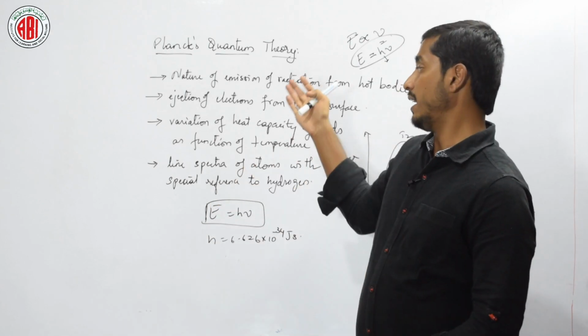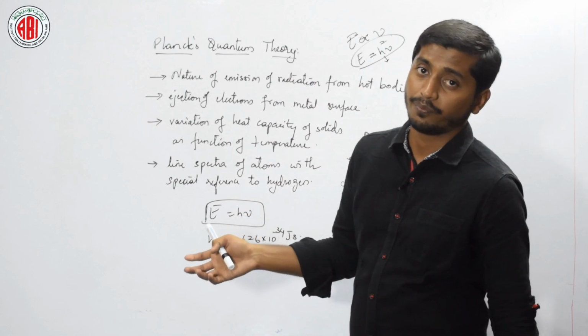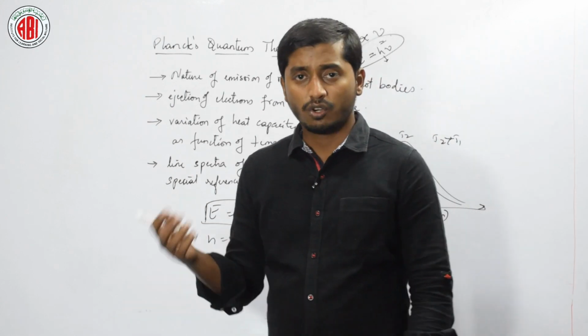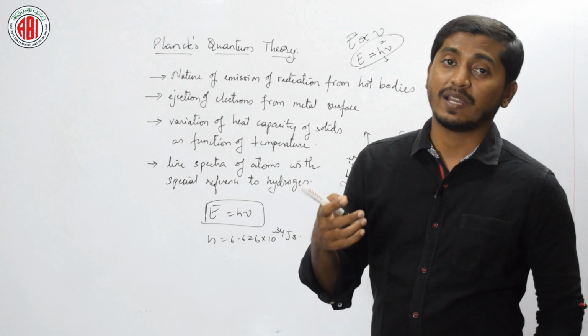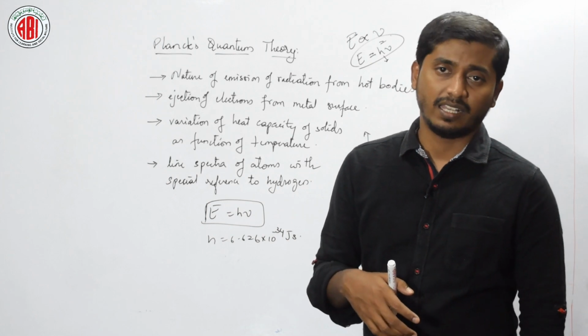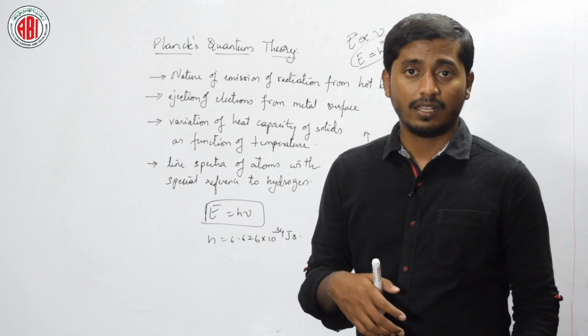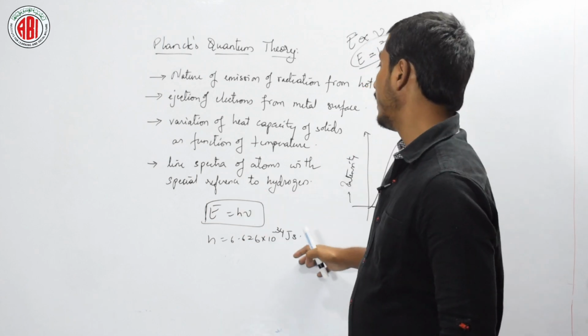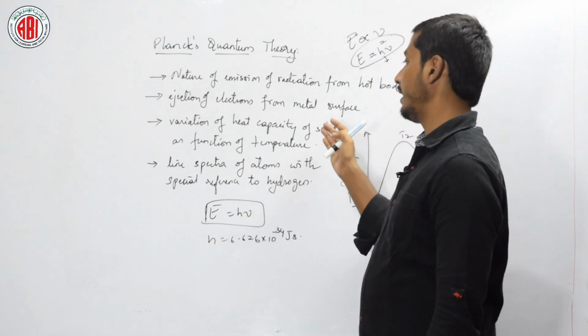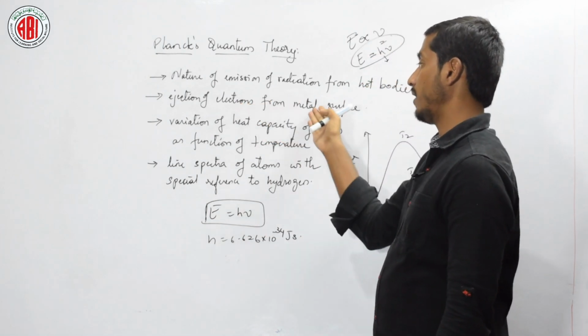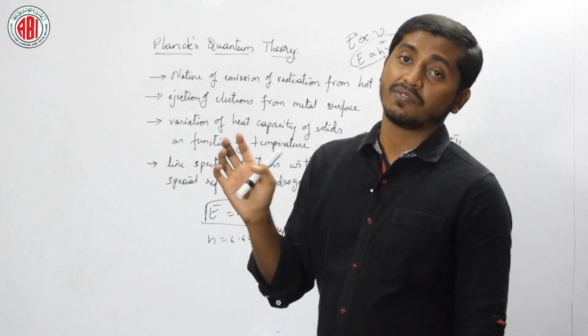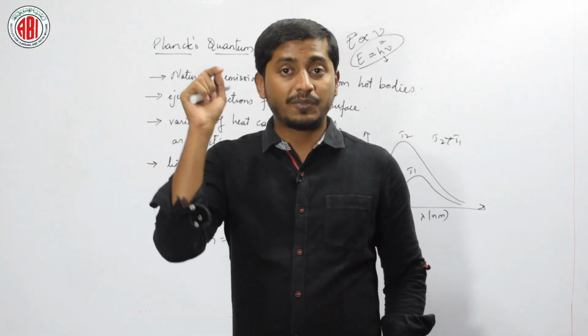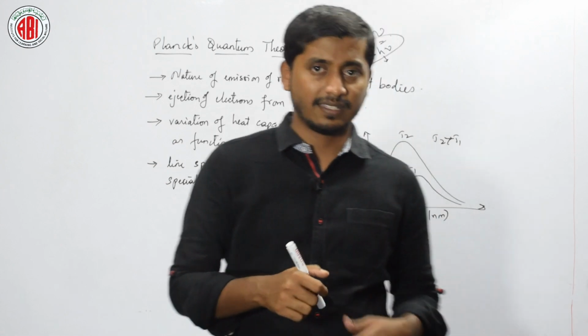And one more thing, he takes the example of Planck's quantum theory, through which he could explain different line spectra and the atomic spectrum. Is it clear? Okay. After this, let us have a small introduction about how the ejection of electrons takes place from a metal surface when light is incident on it. Let us discuss that.